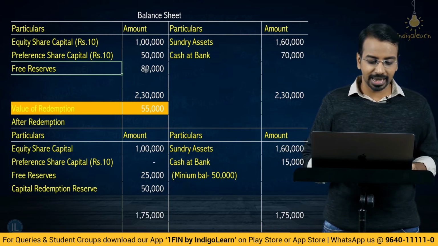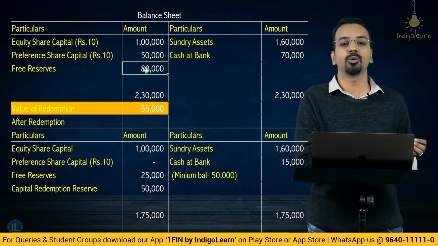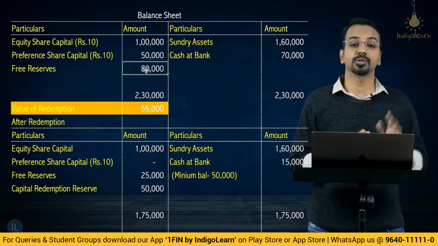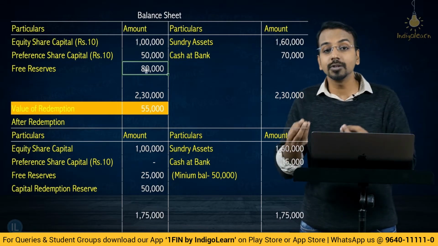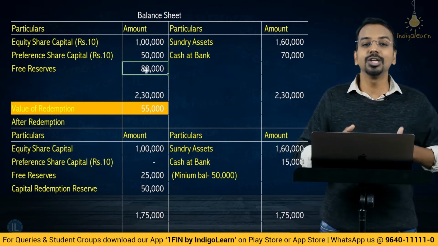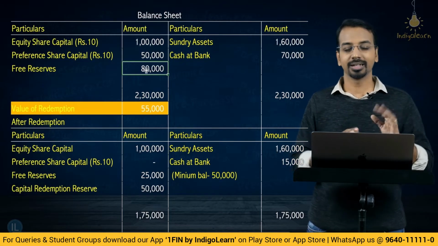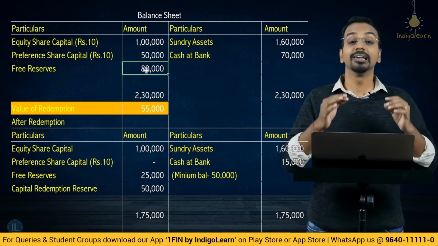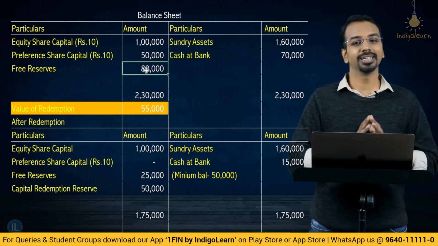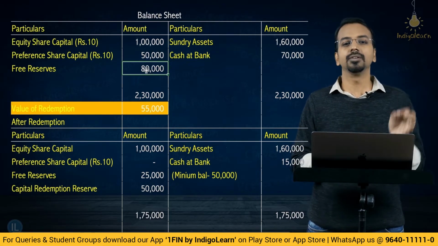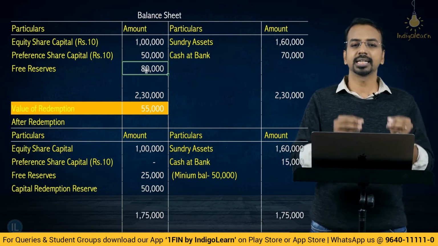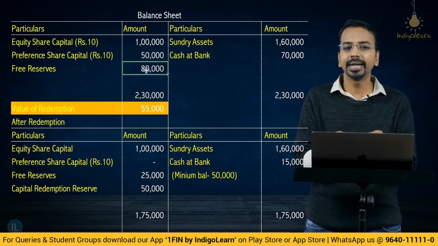On the free reserve side, there is no problem. We have 80,000. We can create the entire 50,000 as CRR. But because we do not have money, we may issue equity shares. Correct? Say for example, we can issue equity shares at a price of 20 per share.